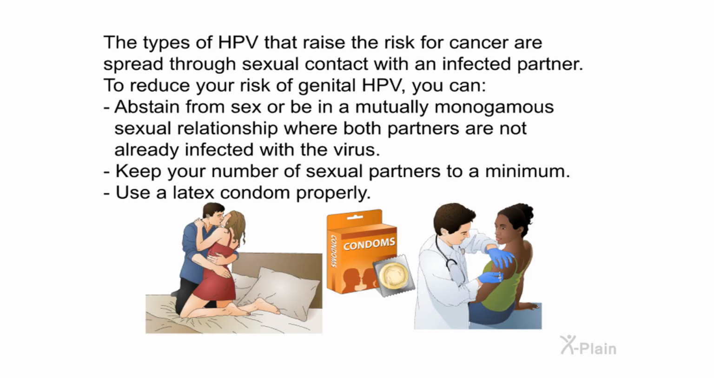The types of HPV that raise the risk for cancer are spread through sexual contact with an infected partner. To reduce your risk of genital HPV, you can abstain from sex or be in a mutually monogamous sexual relationship where both partners are not already infected with the virus. Keep your number of sexual partners to a minimum. Use a latex condom properly.